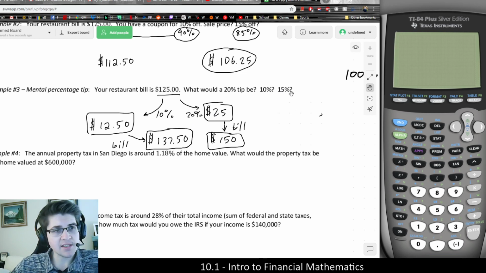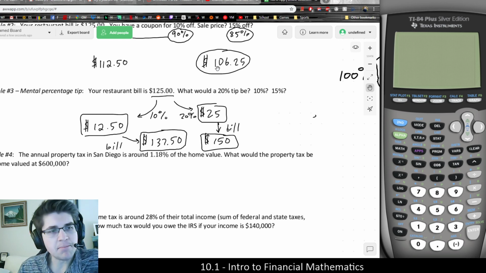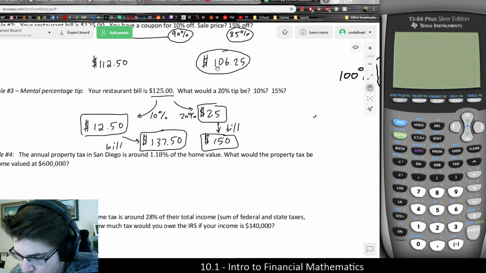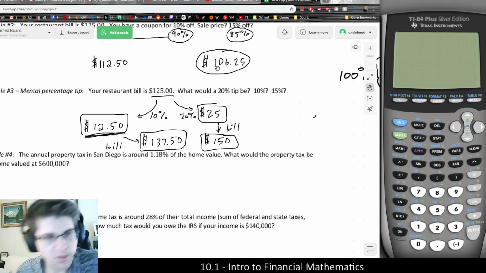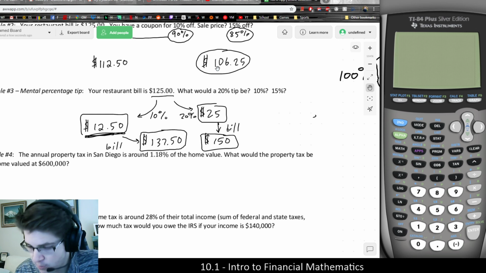Or 15% is another very common tip threshold, and I don't know why these percentages are used. It's just kind of a social common thing. But let's say we wanted to figure out a 15% tip. Another thing is we could start with the 10% tip, which is $12.50, and if we wanted to do 5%, 5% would be exactly half of that. So basically, 5% would be half of 10%, which is $6.25. And then if I add $6.25 to the 10% tip, that would give me a 15% tip.